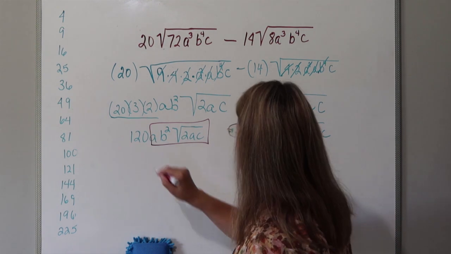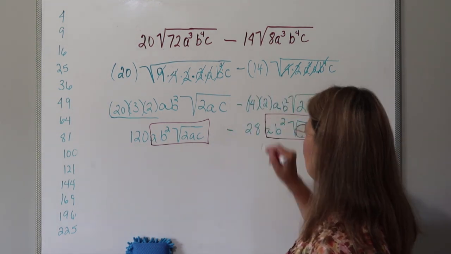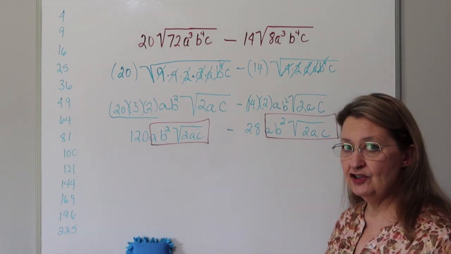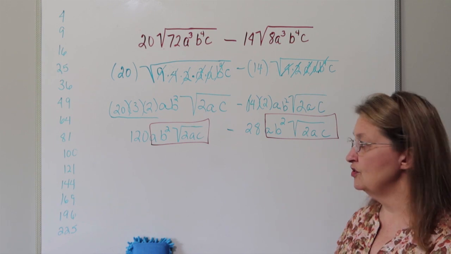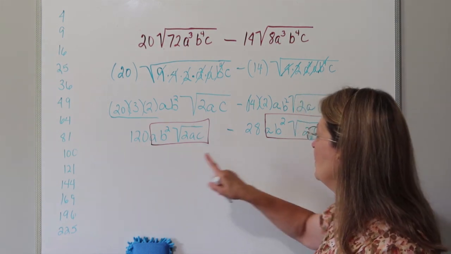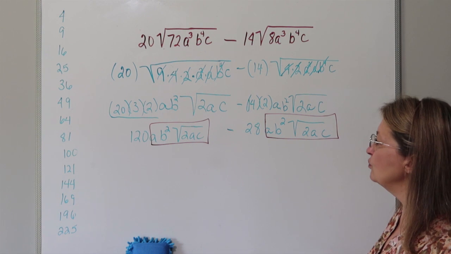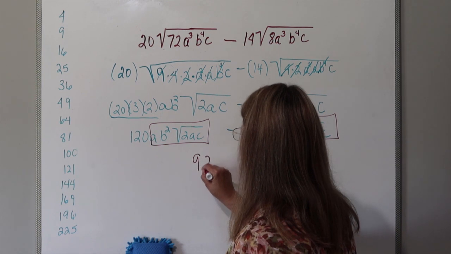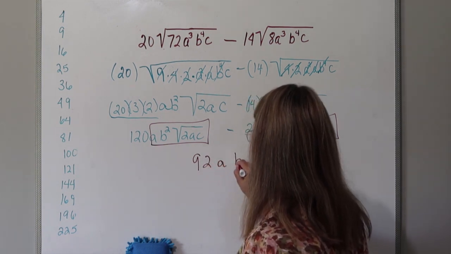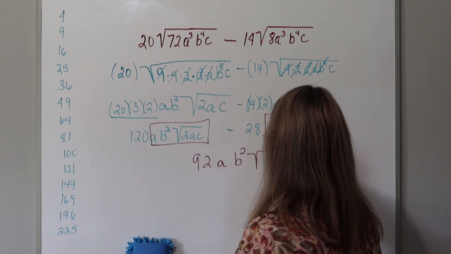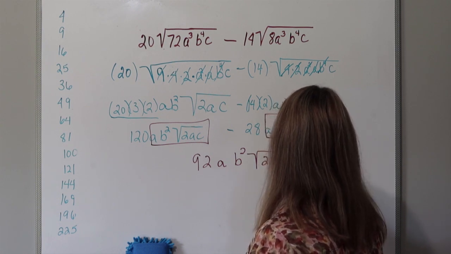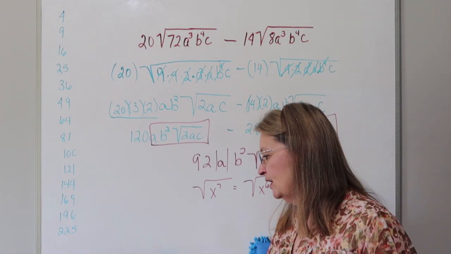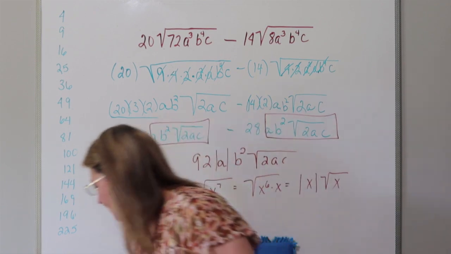Now, look at the wonderful thing that just happened to your problem. All of this matches all of that. Not even just the radical part, but all of the variable part matches. So that means you can combine these terms. All you have to do now is 120 minus 28, which will leave you 92. So we have 92, and this is a b squared radical 2ac, final answer.